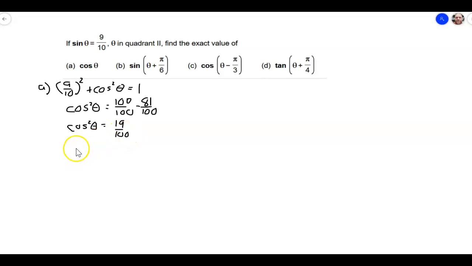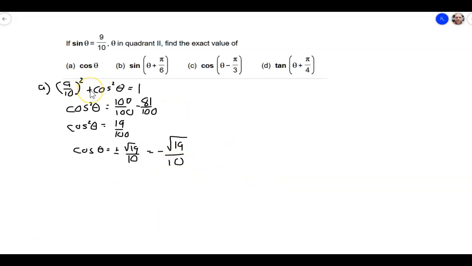Take the square root of both sides, and we're going to get the cosine of theta is equal to plus or minus the square root of 19 over the square root of 100, which is just 10. And since we are in quadrant 2, that's on the left side, that's where the cosine is negative. So it's just going to be the negative version of that. So that's just going to be negative square root of 19 all over 10. So we just set it up just like that.